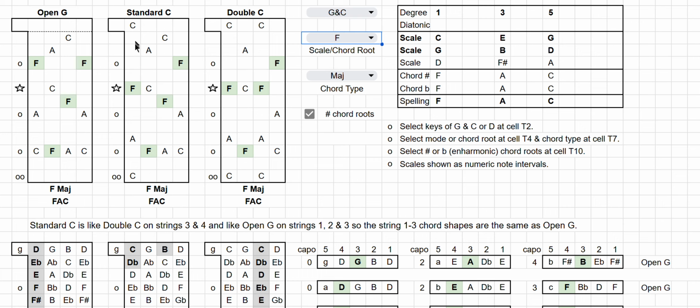But in standard C, it's a 3-finger chord, and it's correct, F-A-C. For double C, we have another shape. It's a 2-finger chord rather than a 3-finger chord. And we have a complete F-A-C, F-A-C.